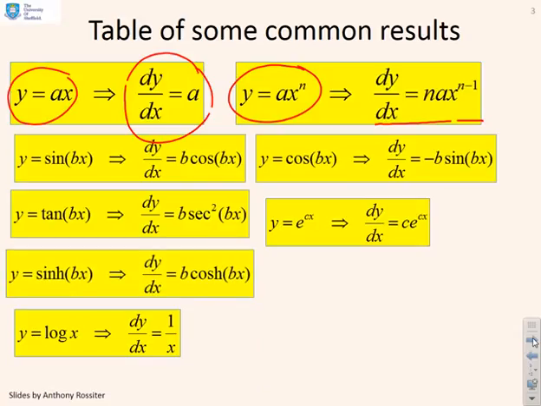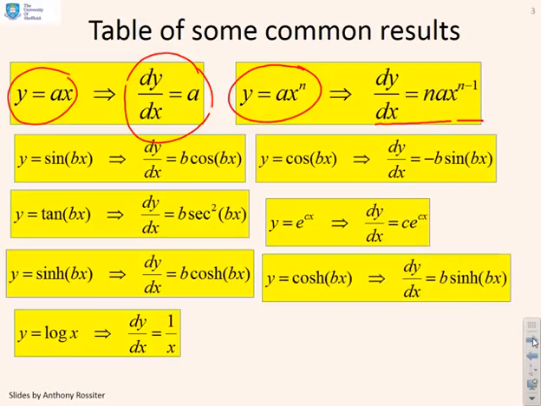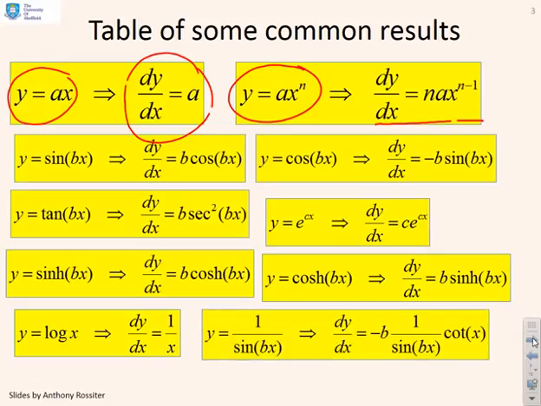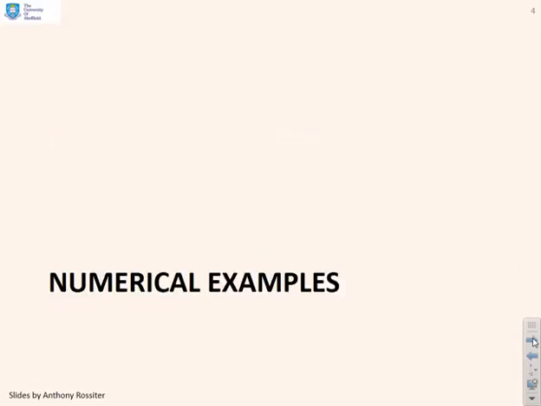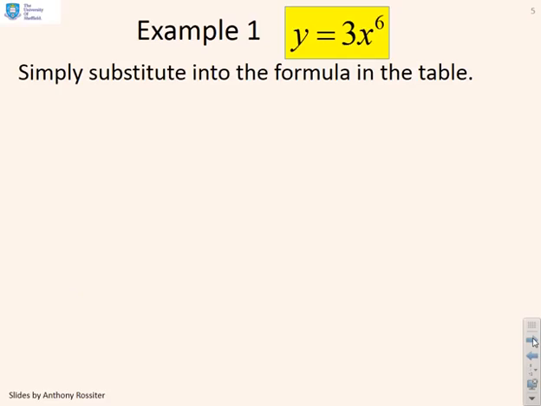If y is sinh bx, dy dx is b cosh bx. If y is cosh bx, dy dx is b sinh bx. And if y is 1 over sine bx, dy dx is minus b times 1 over sine bx times cot bx. Now, this is not complete. The key point here is this is illustrative of the fact that there are a number of known results, and what you need is a table with all the known results so you can call on it as required. So we're going to give some examples showing the use of a table.